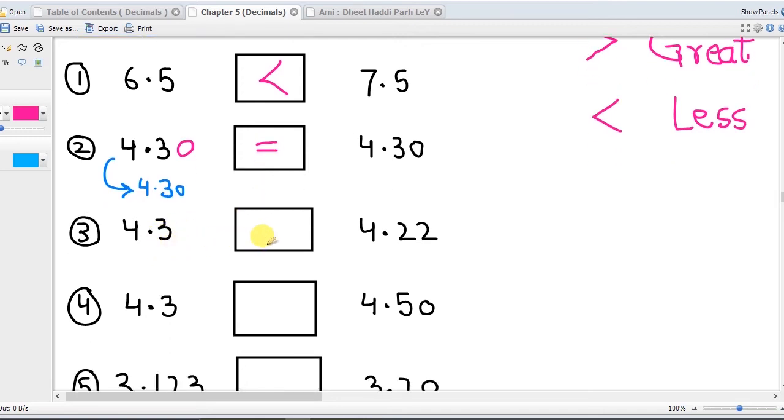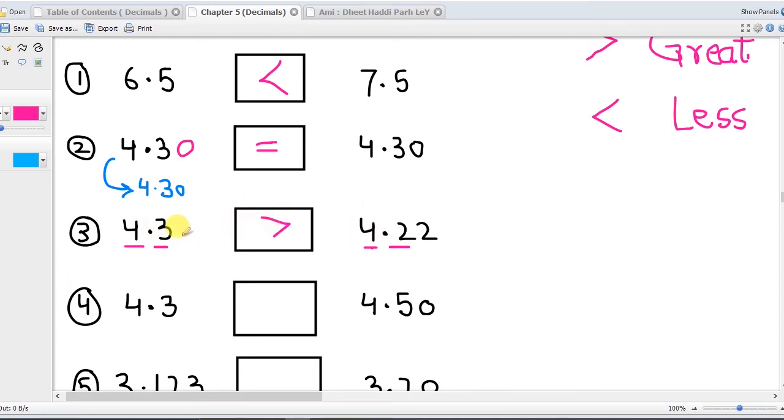Next, is 4.3 bigger or smaller than 4.22? When we compare, we start from the unit side. This is 4, this is 4, both are equal. Move on to the next one. Now this is 3 and this is 2. So we came to know that 3 is bigger than 2, so we write the symbol greater than. 4.3 is greater than 4.22.